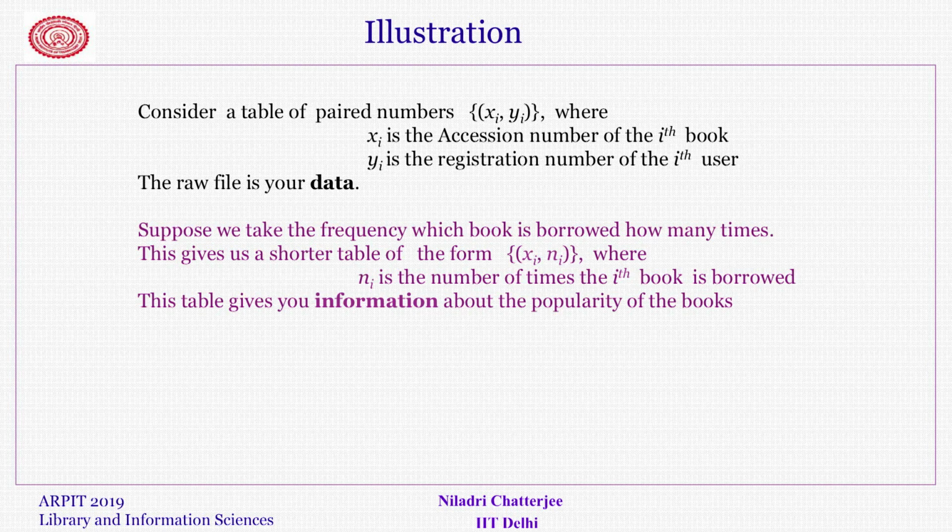Once I have so much data, I can do a simple statistical processing to see which book has been borrowed how many times. So, we are trying to generate some information out of the data, and this I can store in the form of a table. Again it is a paired entity xi, ni, where xi is the book's number and ni is the number of times that book has been borrowed.